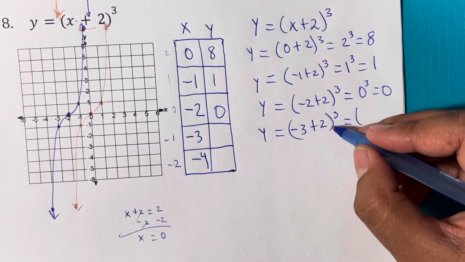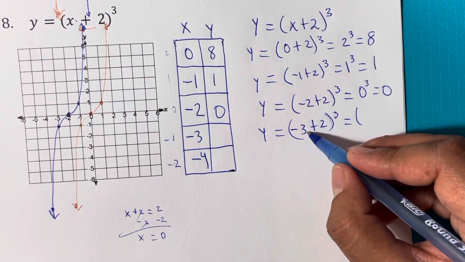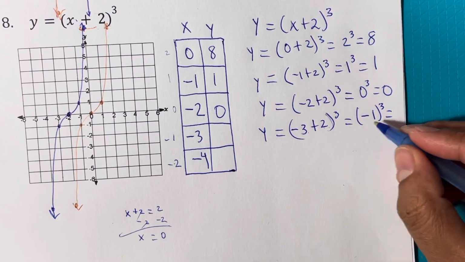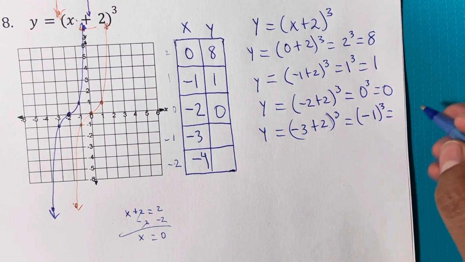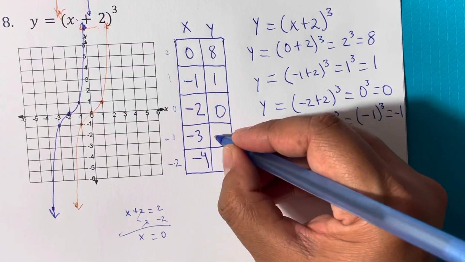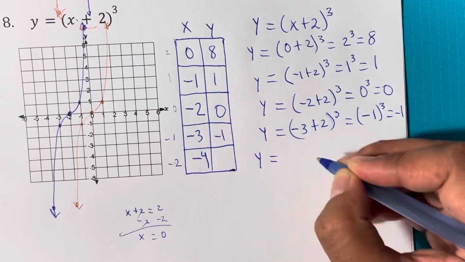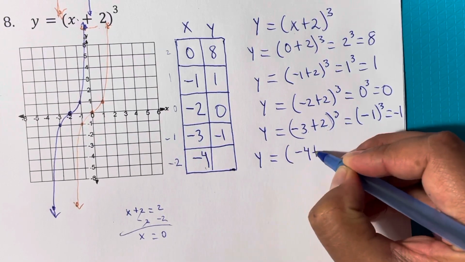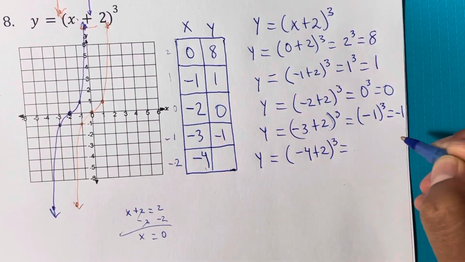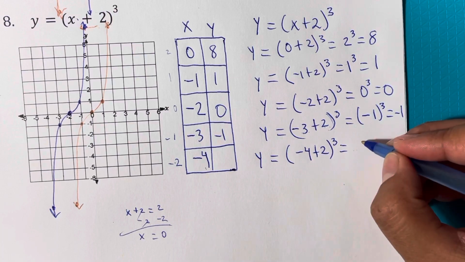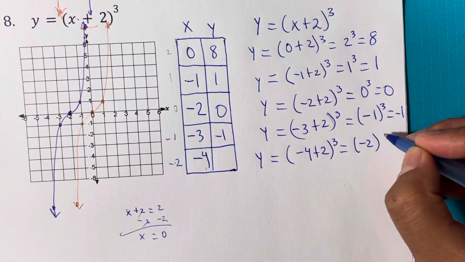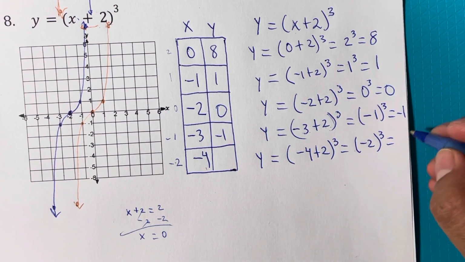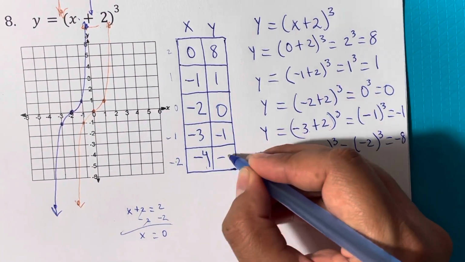I keep it inside the parentheses. Negative 3 plus 2 is going to be negative 1 cubed. And negative 1 times negative 1 is positive, times negative is negative 1. The next one is negative 4 plus 2, which is negative 2 cubed. Negative 2 times negative 2 is positive 4, times negative 2 is negative 8.